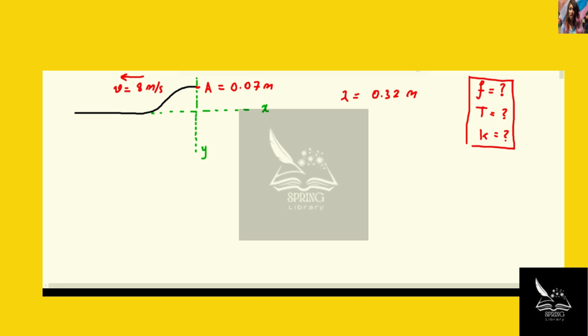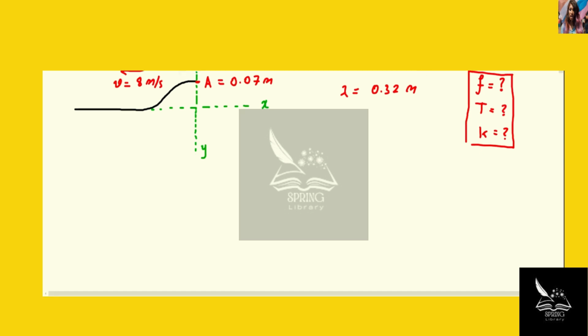So in this question, we have a wave in a rope that's traveling with the speed of 8 meters per second. The amplitude is 0.07 meters and the wavelength is 0.32 meters. In part A, we're looking for the frequency, the period, and the wave number. Now let's start by finding the wave number.